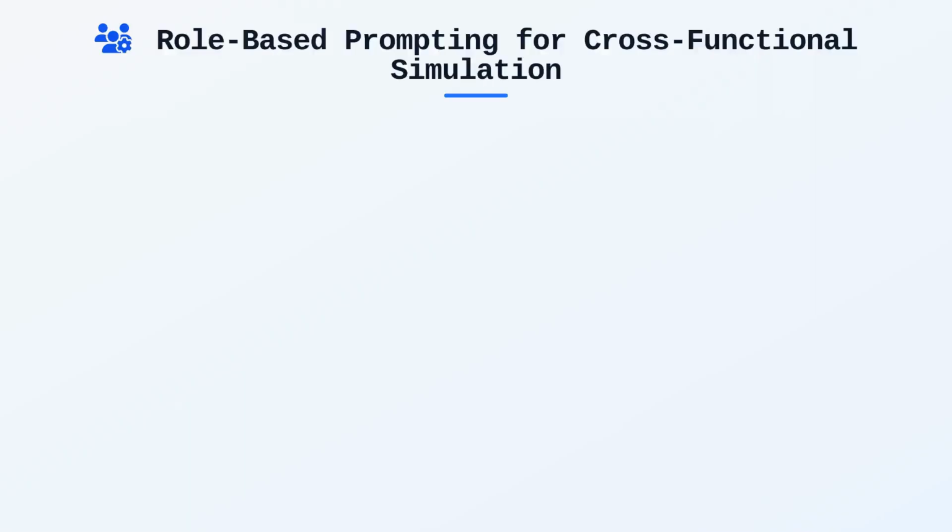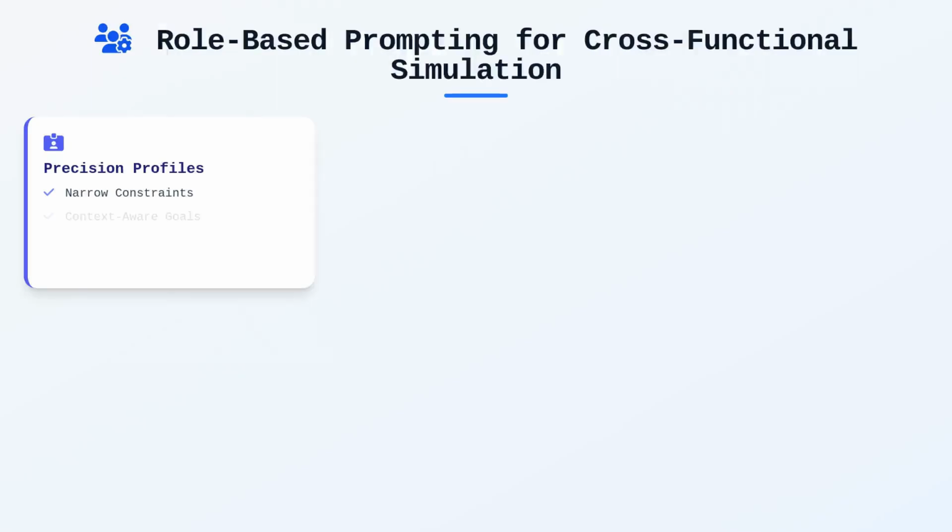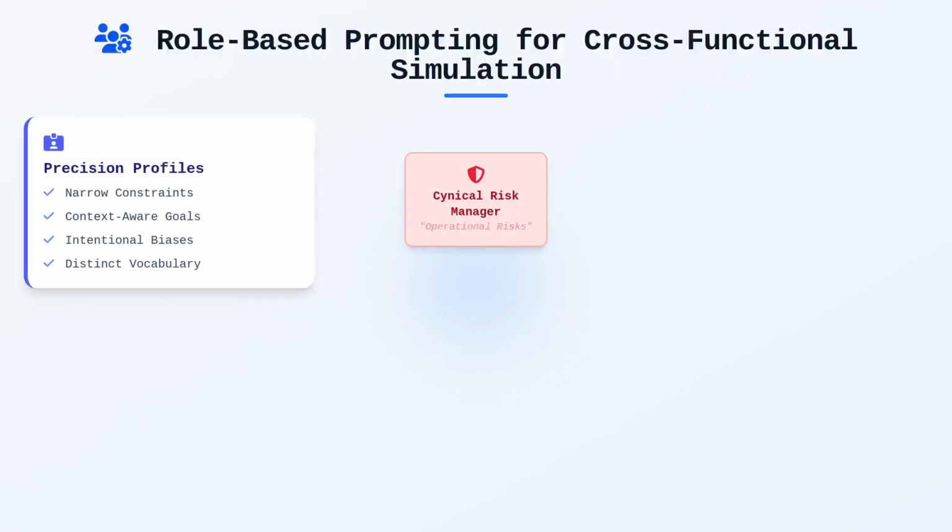When we use role-based prompting to simulate cross-functional discussions, the precision comes from the specificity of the constraints assigned to each role. You cannot simply instruct an AI to be a manager or an engineer. You must provide a narrow, context-aware profile that includes specific goals, potential biases, and a distinct vocabulary for that persona. For instance, if you are analyzing a market expansion strategy, you might prompt the AI to define the operational risks as a cynical risk manager, while simultaneously generating growth projections as an optimistic venture capitalist.